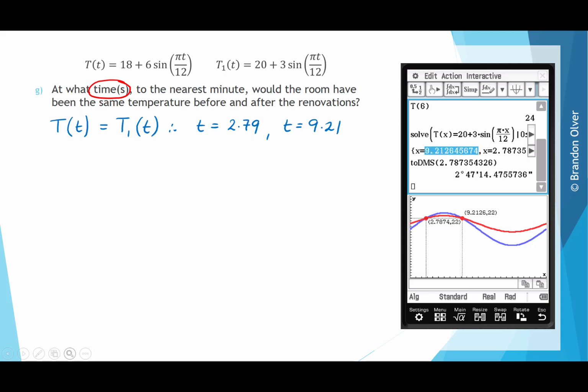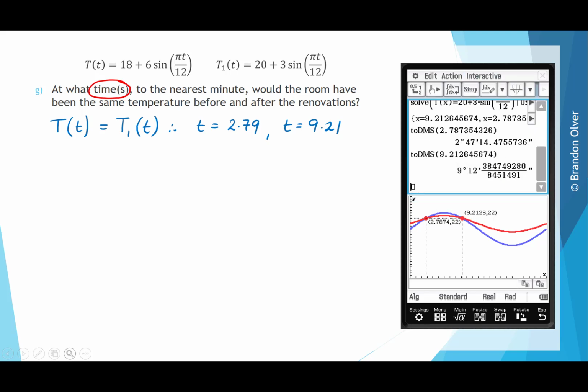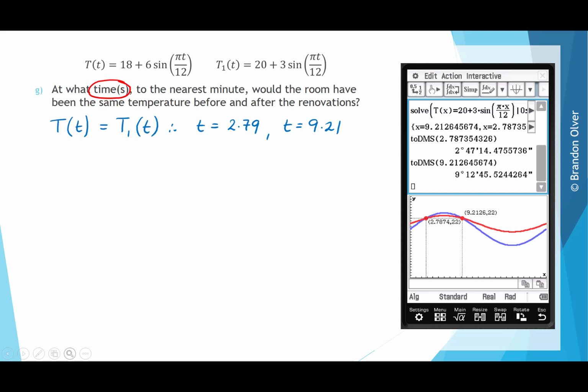Repeating that process for the 9.21, we drag it down, highlight, interactive, transformation, DMS, changing that to a decimal, and it's 9 hours, and this will be 13 minutes later because 45 seconds is closest to 60 seconds. So we're going to round that minute up to 13.